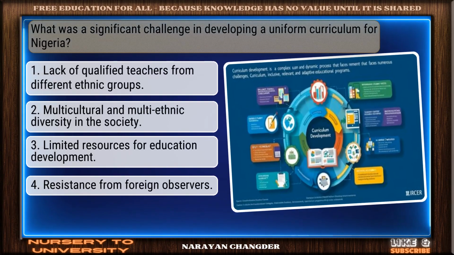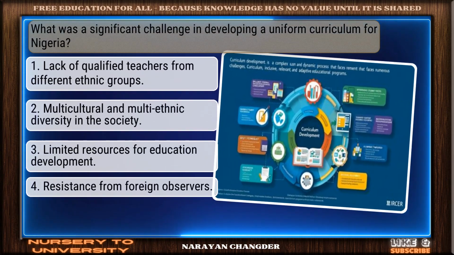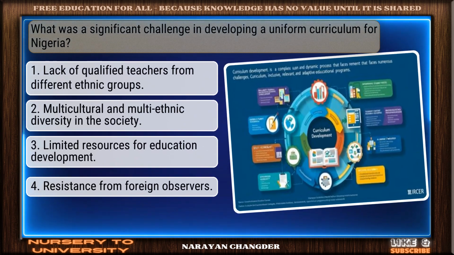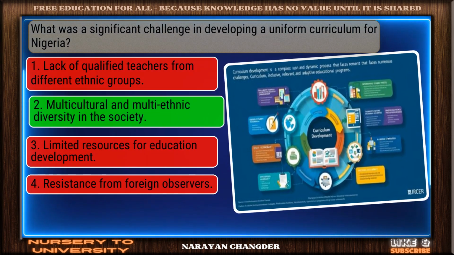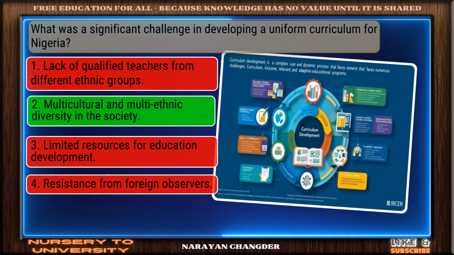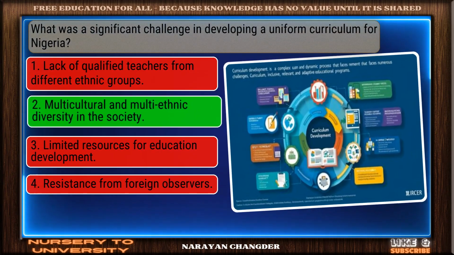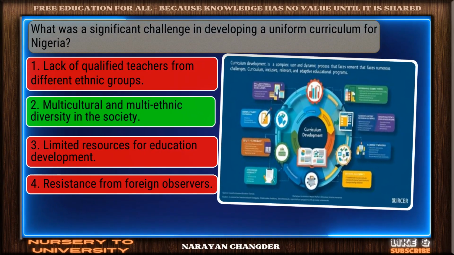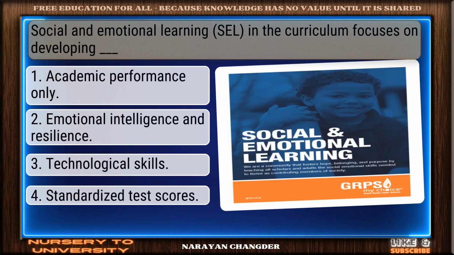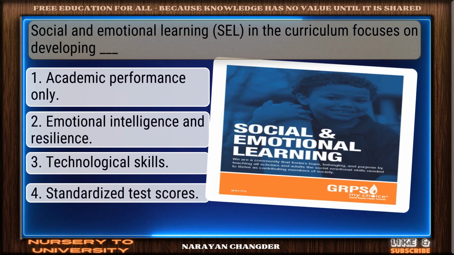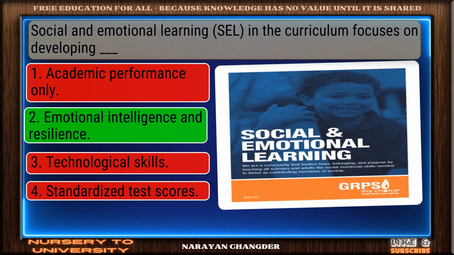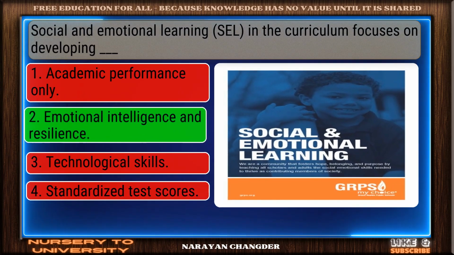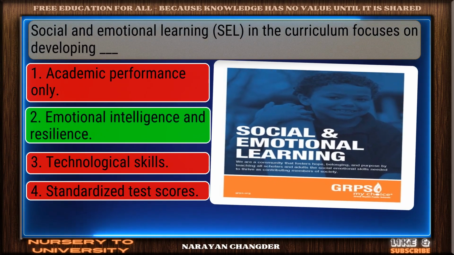What was a significant challenge in developing a uniform curriculum for Nigeria? Great thinking. Multicultural and multi-ethnic diversity in the society is the right choice. Social and emotional learning in the curriculum focuses on developing dash. Smart move. Emotional intelligence and resilience is an accurate answer.